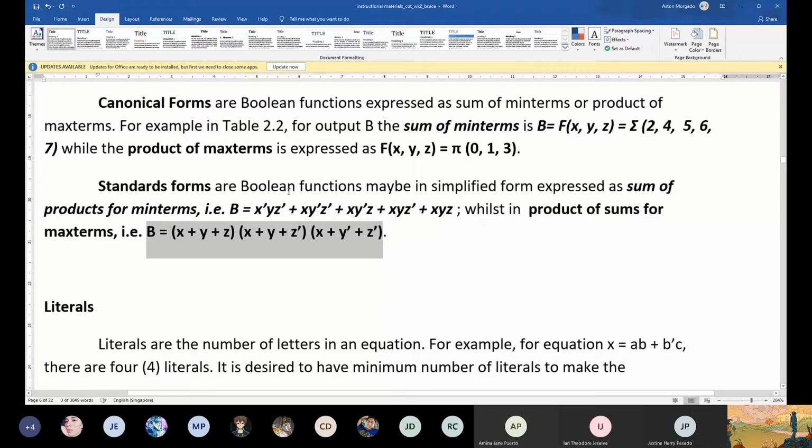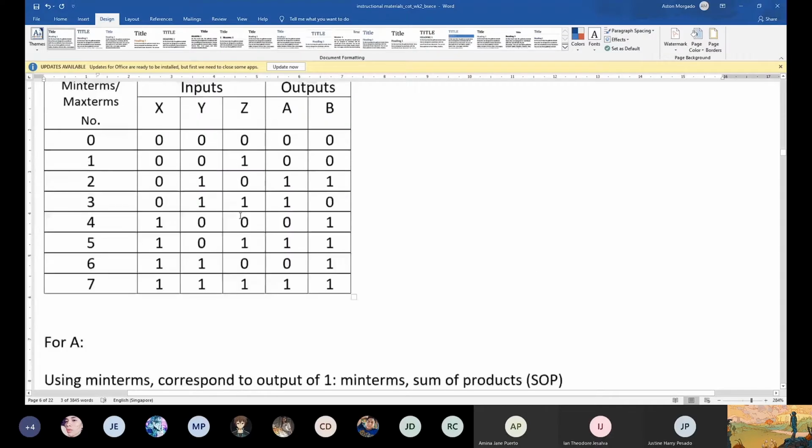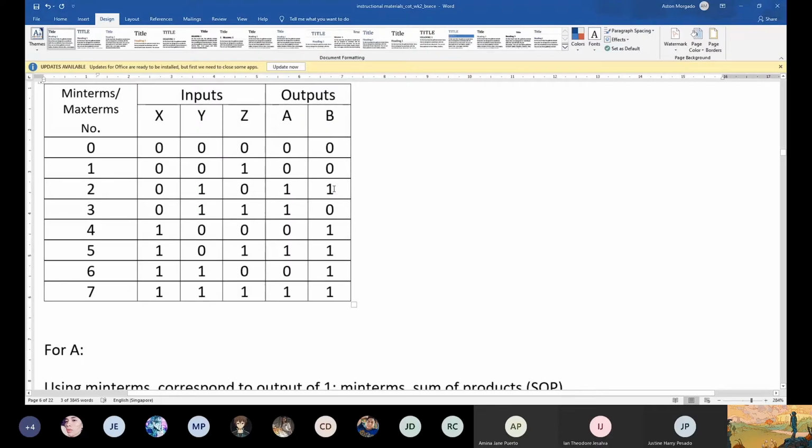That is for max terms, output B. For min terms, output B. So we have 2, 4, 5, 6, 7. So what is 2? 2 is 0, 1, 0. So x prime y, z prime. For 4, we have x, y prime, z prime. For 5, we have x, y prime, z. For 6, we have x, y, z prime. And 7 is x, y, z.